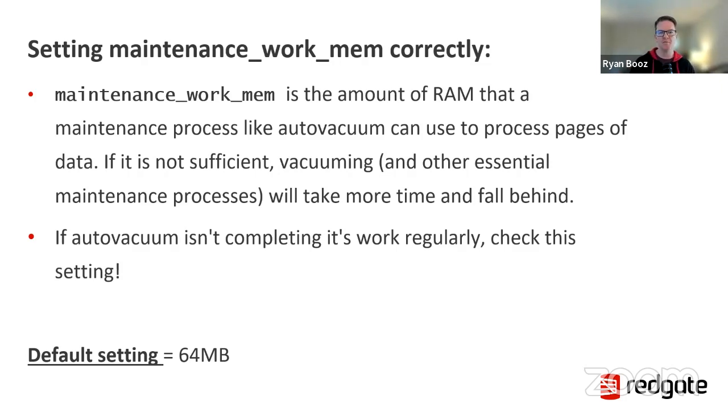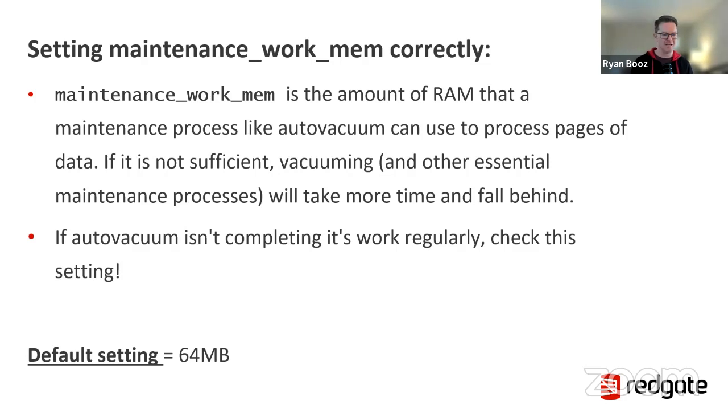There's only one maintenance_work_mem, and it does other things like building indexes. This is the memory that's used for that kind of work, really working with pages of data. If Autovacuum is running behind, you should absolutely check this setting. By default, it's 64 megabytes. And it's almost never enough for a modern database.